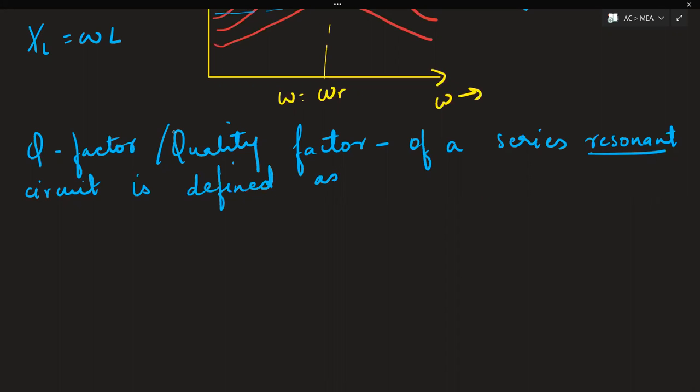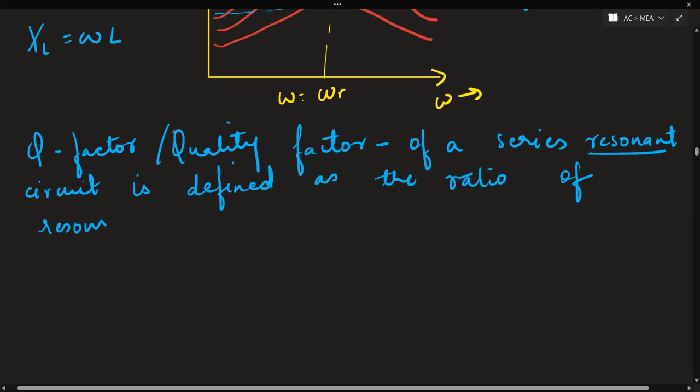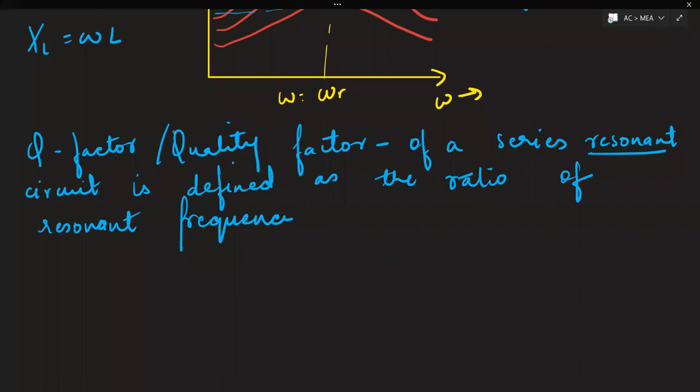Q factor is defined as the ratio of resonant frequency. So resonant frequency means what? Resonant frequency means this only, 1 by under root LC. Now divided by what? Divided by a difference.